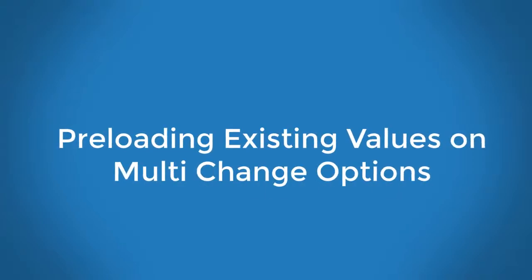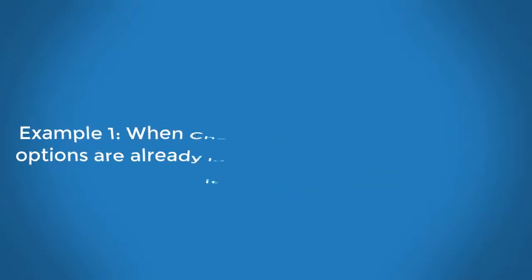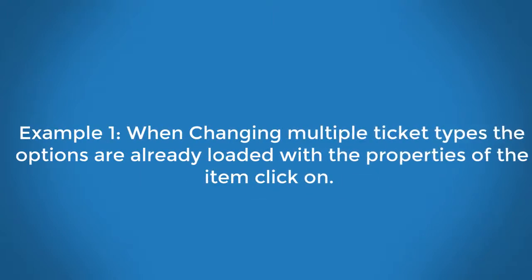The next enhancement on our list is where we preload existing values on multi-change dialogues. For instance, when you're changing multiple ticket types, all the options from the one you chose to change will automatically be in the option boxes for you to be able to make further changes to.